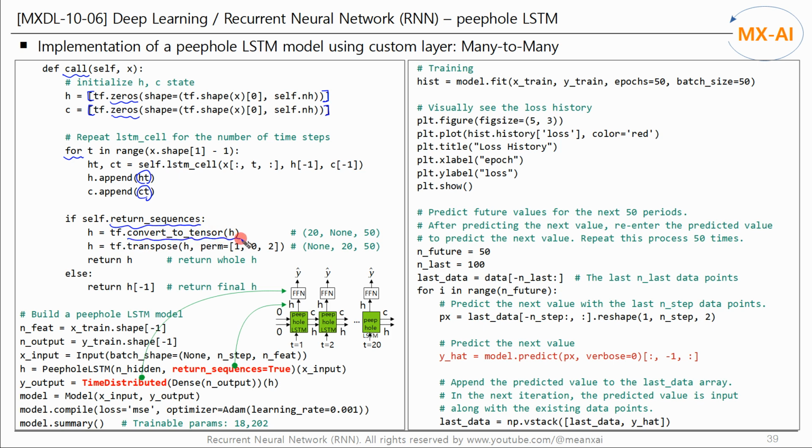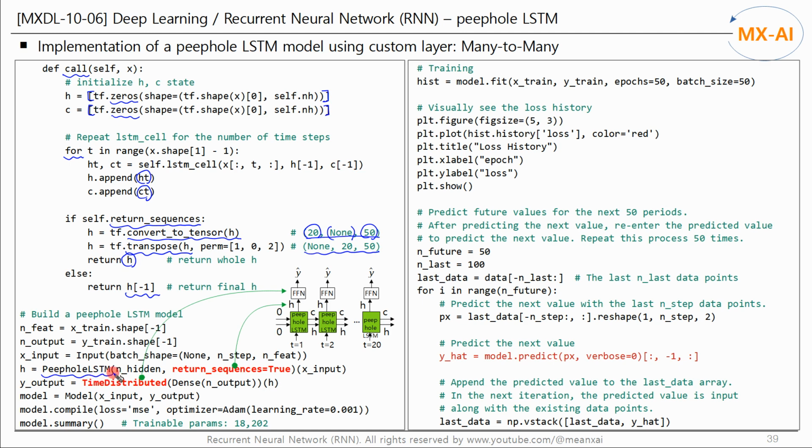Convert the list H to a tensor. The shape of this tensor is 20, none, 50. 20 is the number of time steps, which is the number of iterations. None is the batch size of the input data X. And 50 is the number of hidden neurons. Convert this to a tensor of none, 20, 50 and return it. If return sequences is false, return only the last HT stored in the list H.